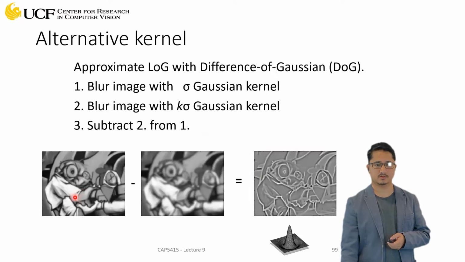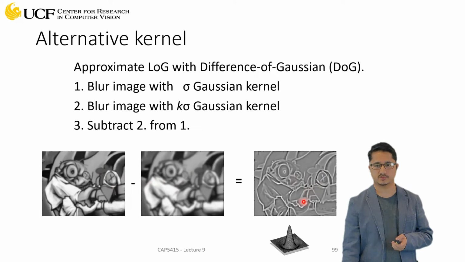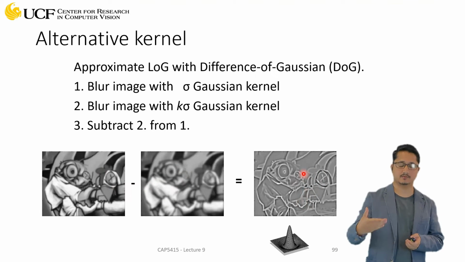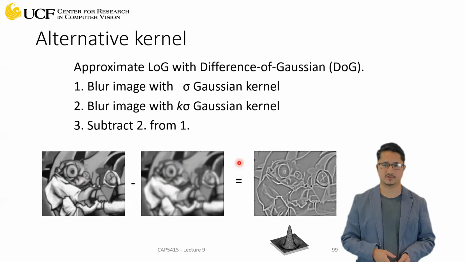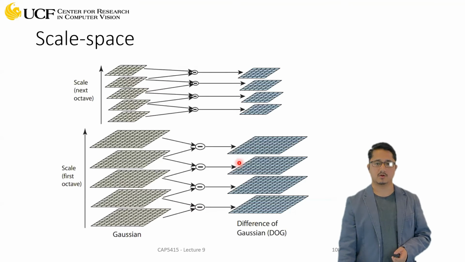So this is your image, and this is the image smoothened using the first Gaussian kernel, and this is the second Gaussian kernel, which has a slightly bigger standard deviation. That's why it's blurry. You subtract these two, you get this image, and this is exactly what you will get if you smoothen your image using a Laplacian of Gaussian kernel. So that's a very interesting approximation. Now, how can you use that when you are computing features for SIFT?